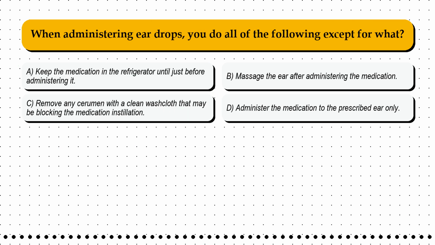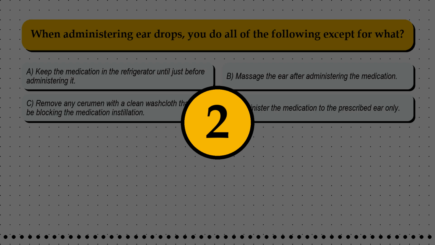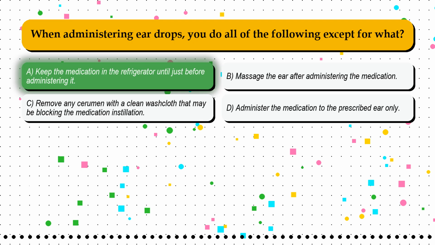Question 324. When administering ear drops, you do all of the following except for what? Option A. Keep the medication in the refrigerator until just before administering it. Option B. Massage the ear after administering the medication. Option C. Remove any cerumen with a clean washcloth that may be blocking the medication instillation. Option D. Administer the medication to the prescribed ear only. The correct answer is option A. Keep the medication in the refrigerator until just before administering it.